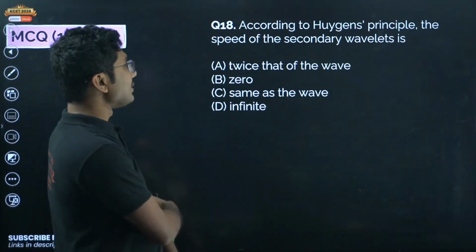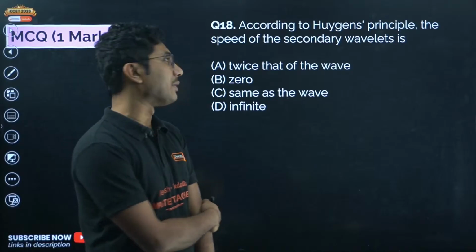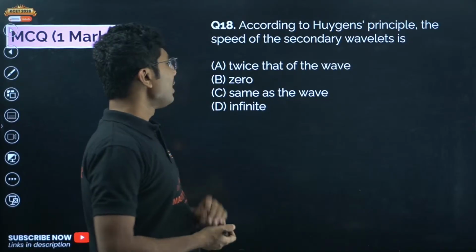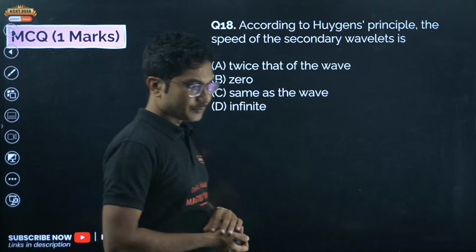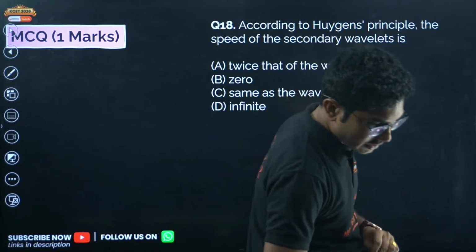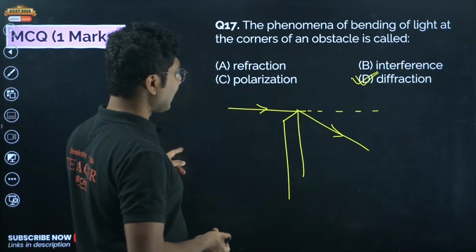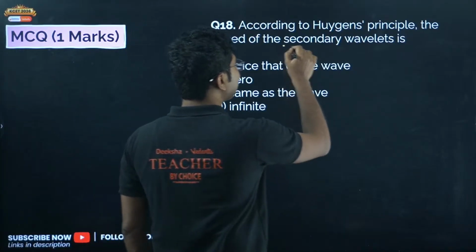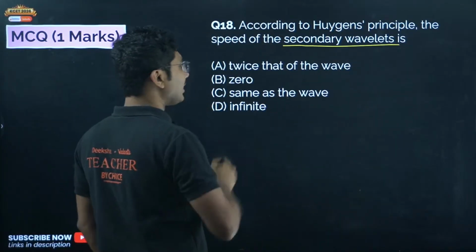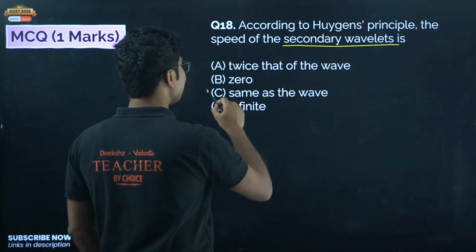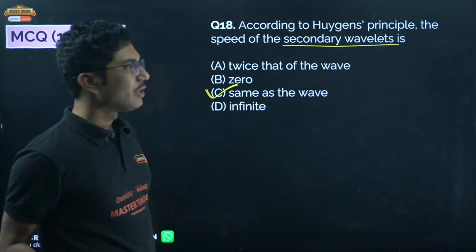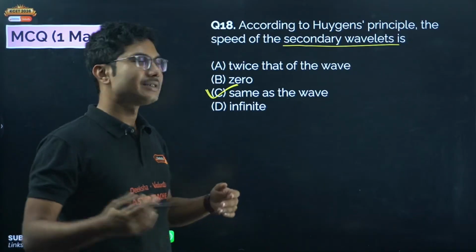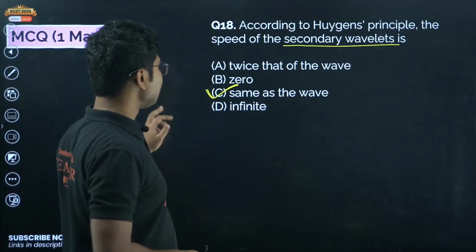According to Huygens principle, the speed of the secondary wavelets is twice that of the wave, zero, same as the wave, or infinite. Yes, Rukmini said 17D, correct answer. Secondary wavelets always move with the same speed as the original wave. That is the Huygens principle. So obviously, same as the wave.